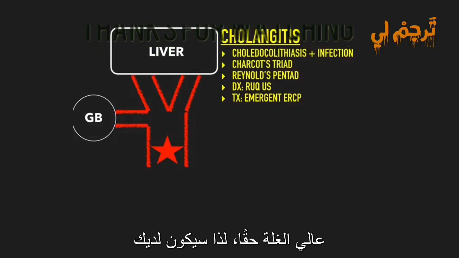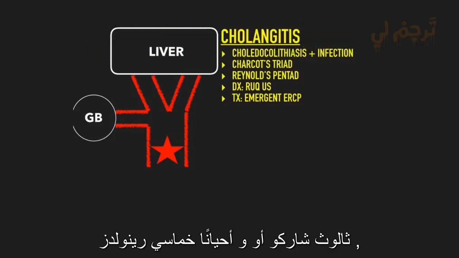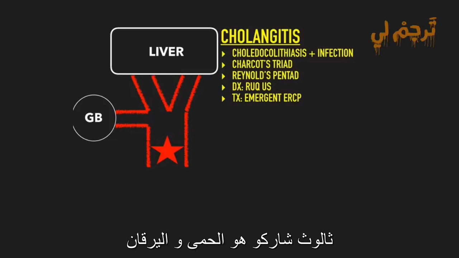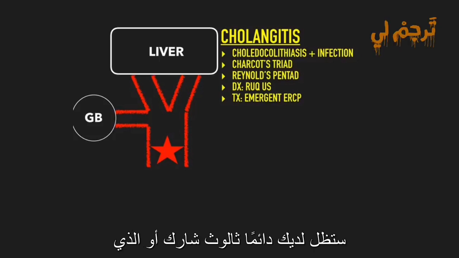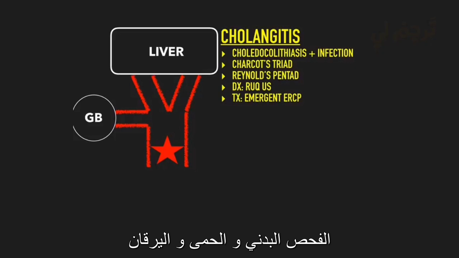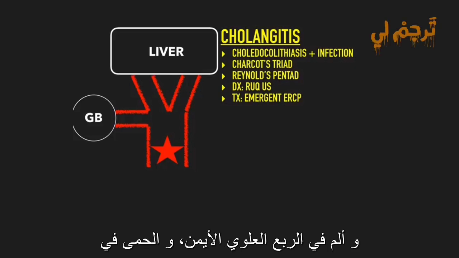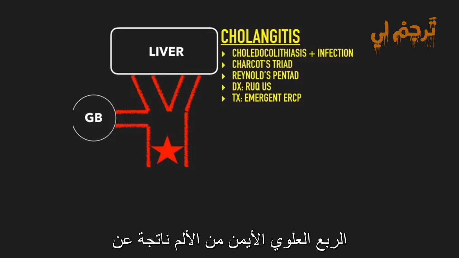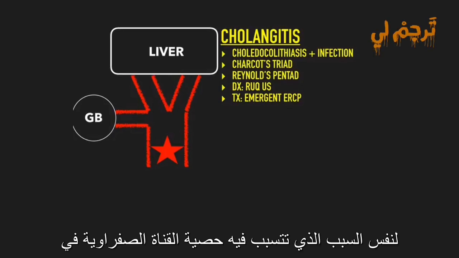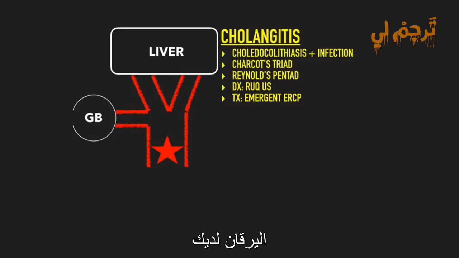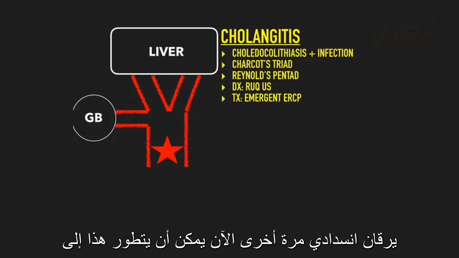So you will have Charcot's triad and occasionally Raynaud's pentad. Charcot's triad is fever, jaundice, and right upper quadrant pain. You're always going to have Charcot's triad. They're always going to give that to you on a physical exam: fever, jaundice, and right upper quadrant pain. The fever and the right upper quadrant pain are from the inflammation, and the jaundice is for the same reason choledocholithiasis caused jaundice. You have an obstructive jaundice again.